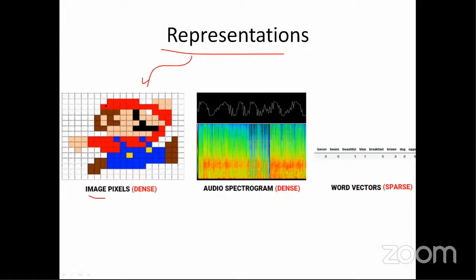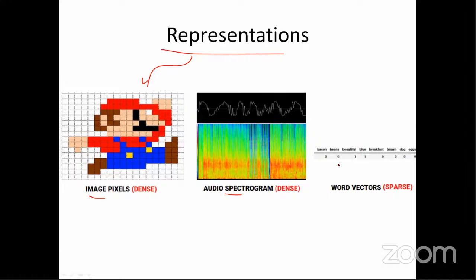Each pixel has meaningful information. White means there is meaningful information, and red is also meaningful information. The spectrogram in audio signals also has meaningful information. You can convert any signal to an audio spectrogram, so we have the meaningful information of high peaks and other things.